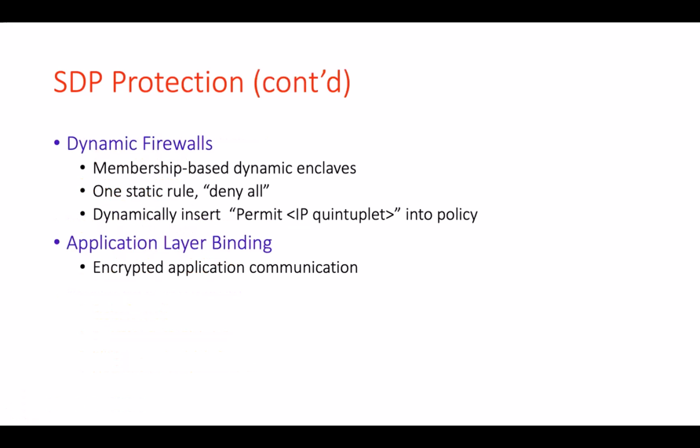Dynamic firewalls, I mentioned dynamic firewalls multiple times, but the idea here is membership-based dynamic enclaves. The static rule is deny all. That means the firewall is always closed, right? And then when the SPA comes in, it is authenticated, and then it will look at the different parameters: IP address, source, destination, and the port, source, destination. The four values need to be bound.